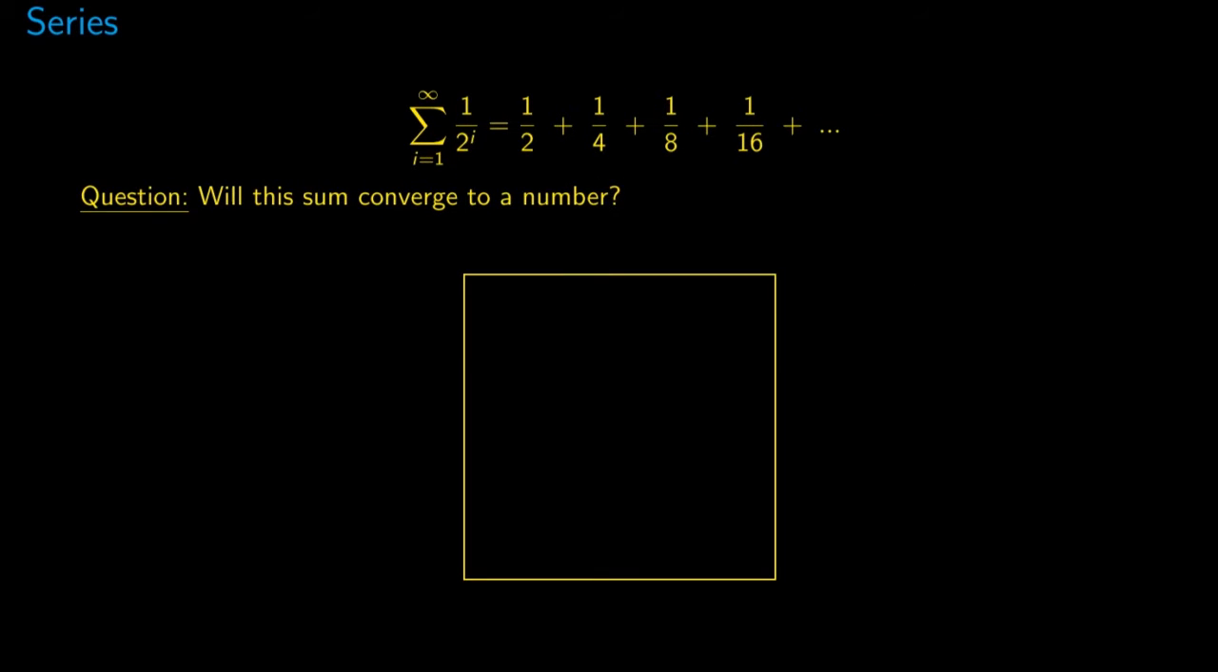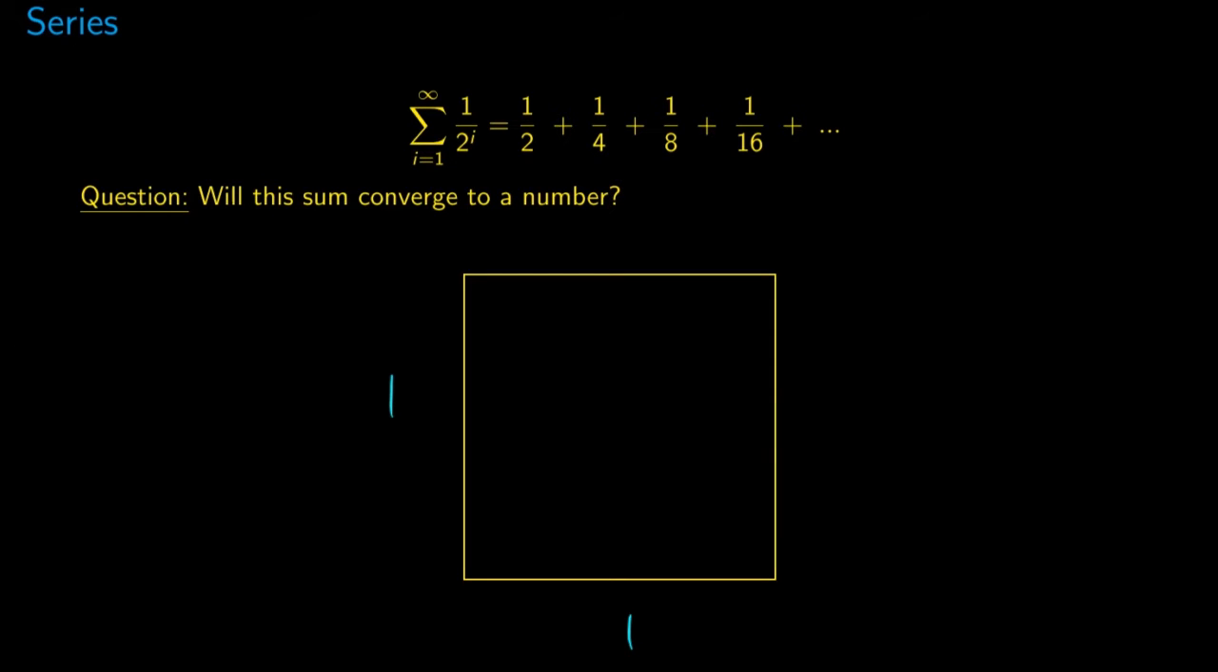So let's consider the sum from i equals 1 to infinity of 1 over 2 to the i. So these are powers of 1/2. So we have 1/2 plus 1/4 plus 1/8 plus 1/16, and it's just going to keep getting smaller and smaller. And we're going to try to decide if this sum converges to a number. And we're going to use this 1 by 1 square to help us decide. So say this is a 1 by 1 square.